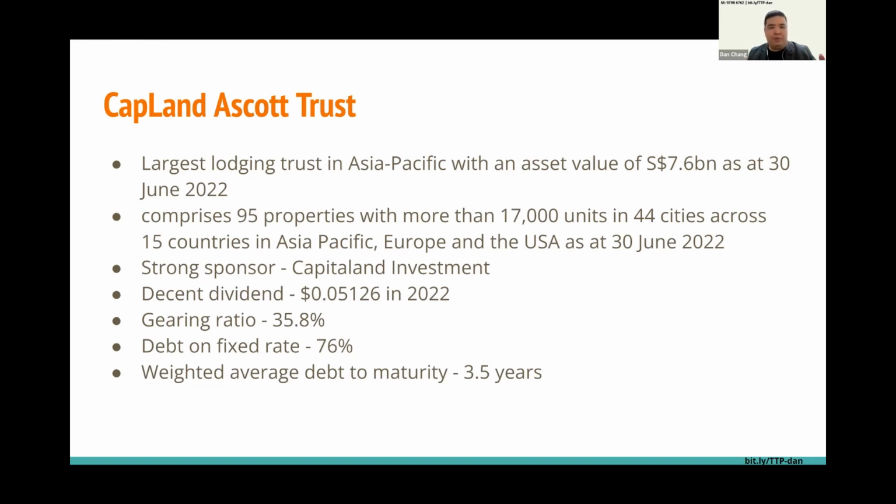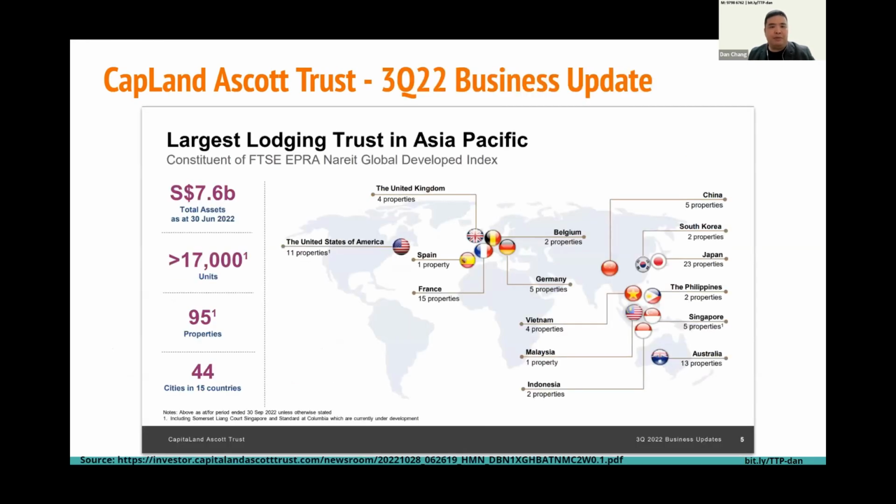A very big REIT to provide stability. You see that this is the largest lodging trust, right? You can see that they have a lot of property in a lot of countries. I'll just name a few: Malaysia, Singapore, South Korea, UK, US, Australia, and Japan.